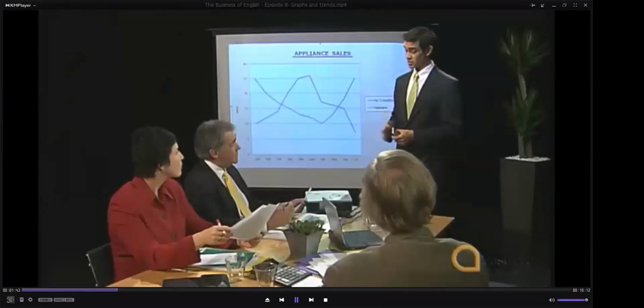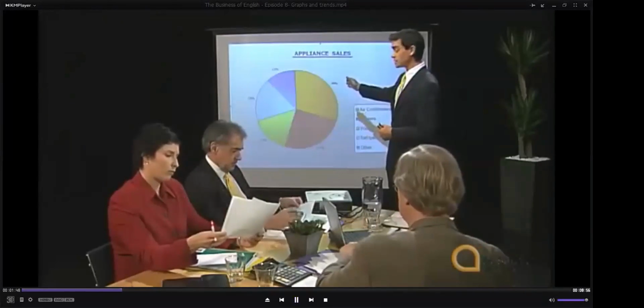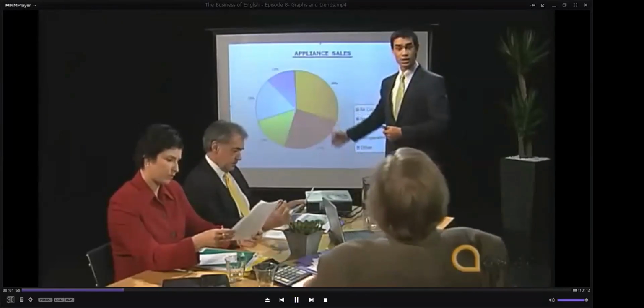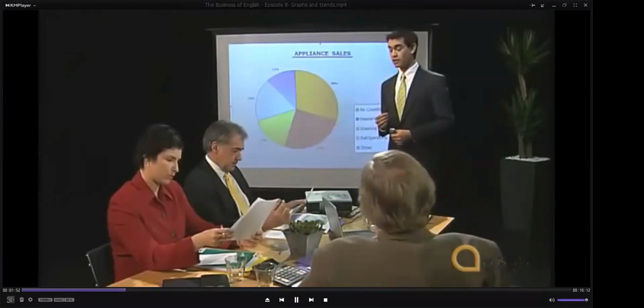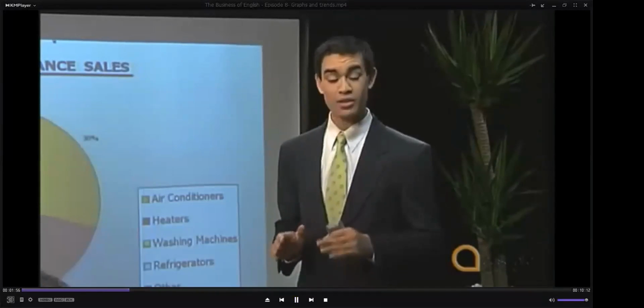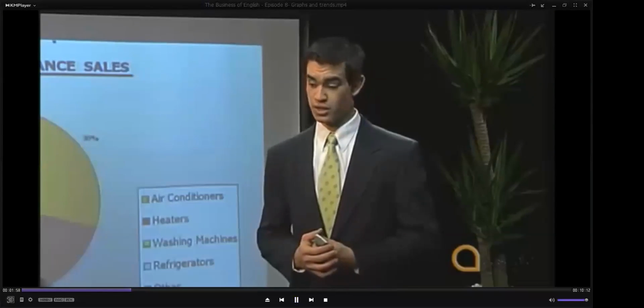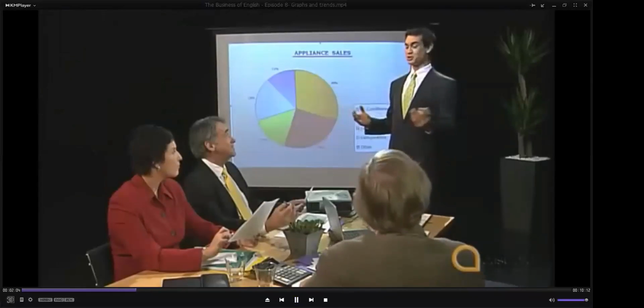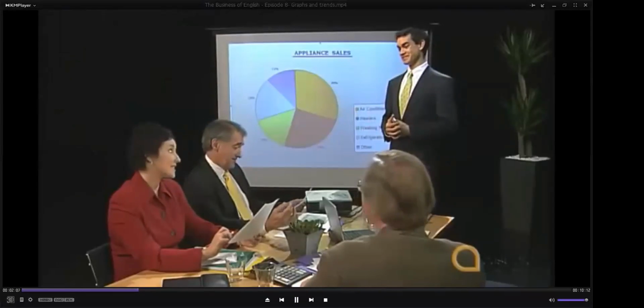Does this explain the fluctuation in total sales? Largely. If we look at this pie diagram, you can see that air conditioners and heaters together represent more than half of our total sales, but they vary seasonally, while other appliances are fairly steady through the year. Well, we can't sell air conditioners when it's cold. What's the solution? Export to Europe and America. Easier said than done.